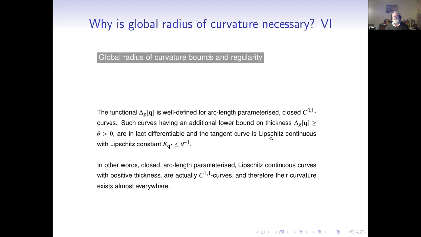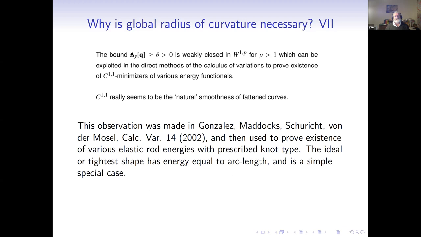And the Lipschitz constant is this guy, right? So in other words, if you start from any closed arc length parameterized Lipschitz continuous curves with a positive thickness, they're actually C1,1 curves, right? And therefore their curvature exists almost everywhere. But the real magic thing is that that bound is weakly closed in W^{1,p} for p bigger than one. And so you can combine that with direct methods of the calculus of variations to prove existence.